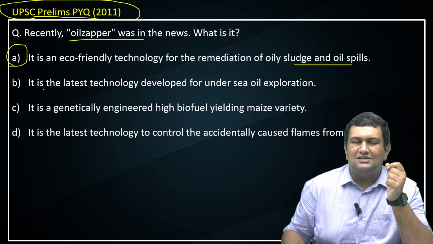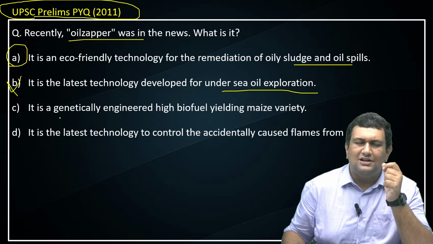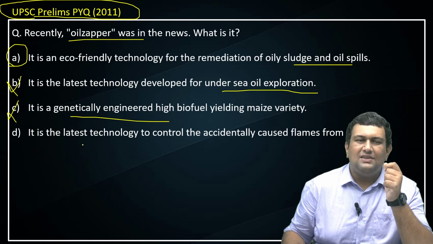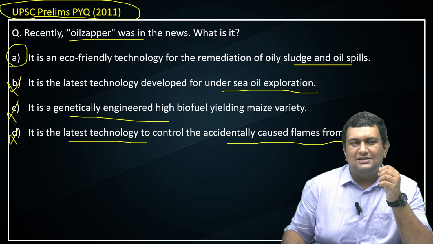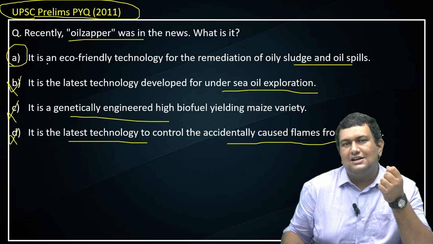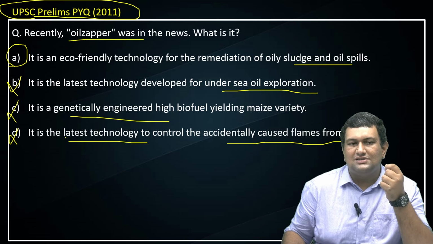So the second statement is the latest technology developed for undersea oil exploration, or this is incorrect. This is a genetically engineered high biofuel yielding maize variety. No, this is also incorrect. It is the latest technology to control accidentally caused flames from oil wells. This is also incorrect. For example, in this case, if this option D was mentioned as the first one, there are high chances that students might mark this statement as correct without reading the other statements if it was mentioned in the end.